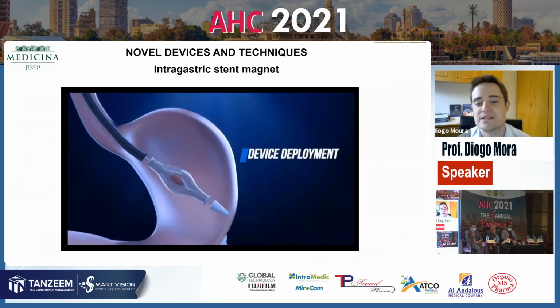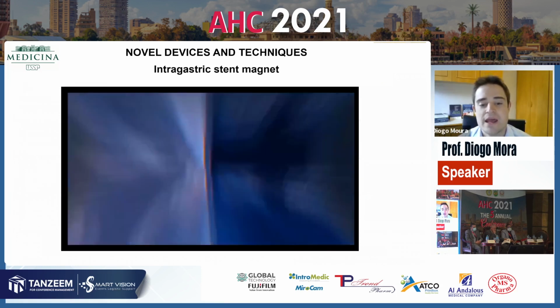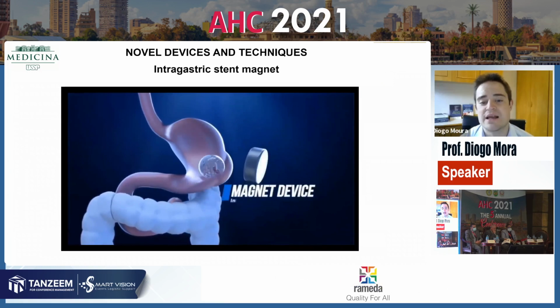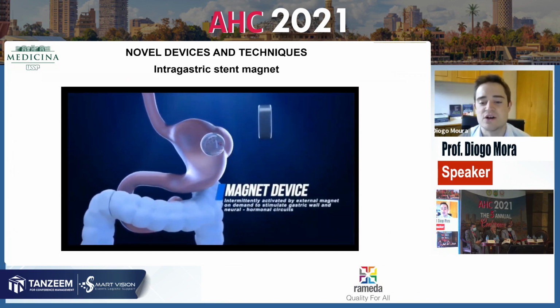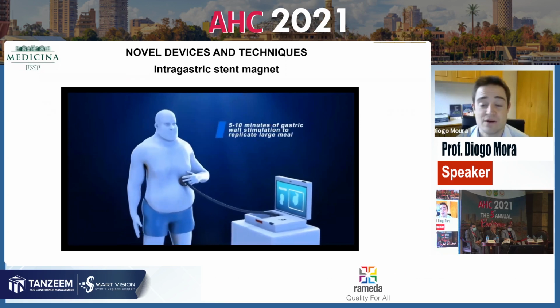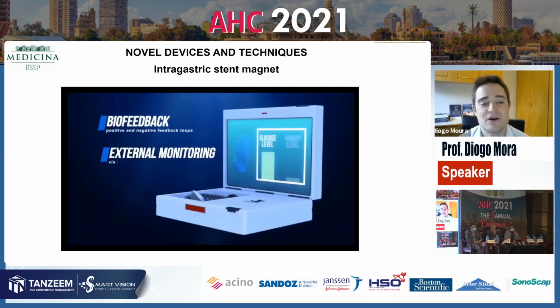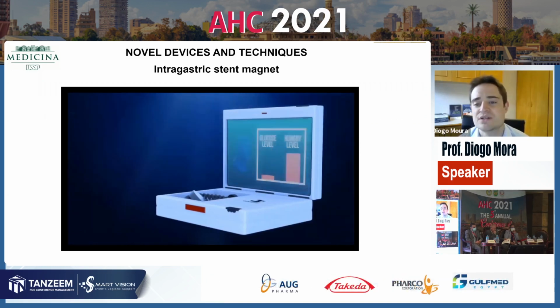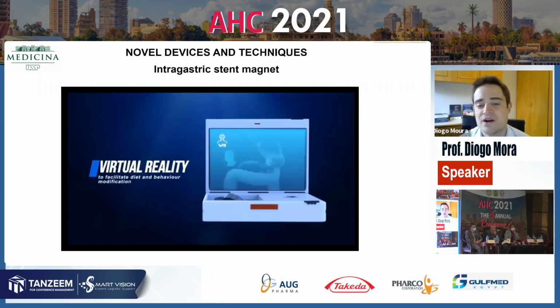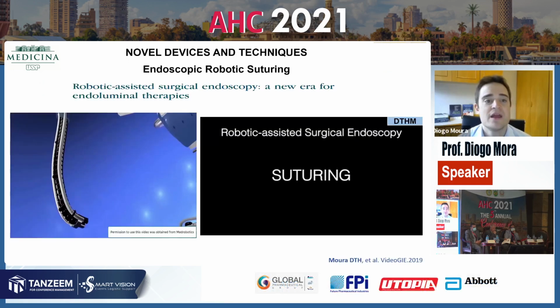This is another new device, a very interesting one. This is a balloon placed similar to a stent. So you deploy a balloon, and inside it has a magnet, and you have an external magnet, and then you can move the balloon inside your stomach, and you're going to stimulate the gastric wall and the neurohormones. So you should do that 5 to 10 minutes, and you also can observe in this machine your glucose level, your hunger level, and also you can observe the balloon inside to facilitate diet and behavior modification. So it's an interesting device.